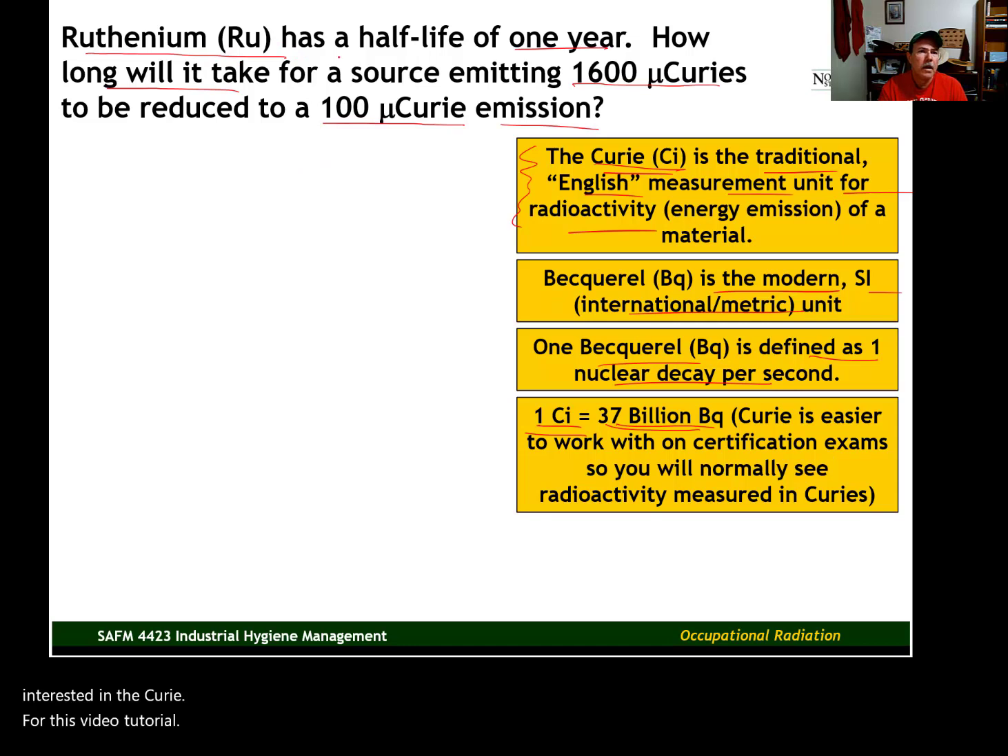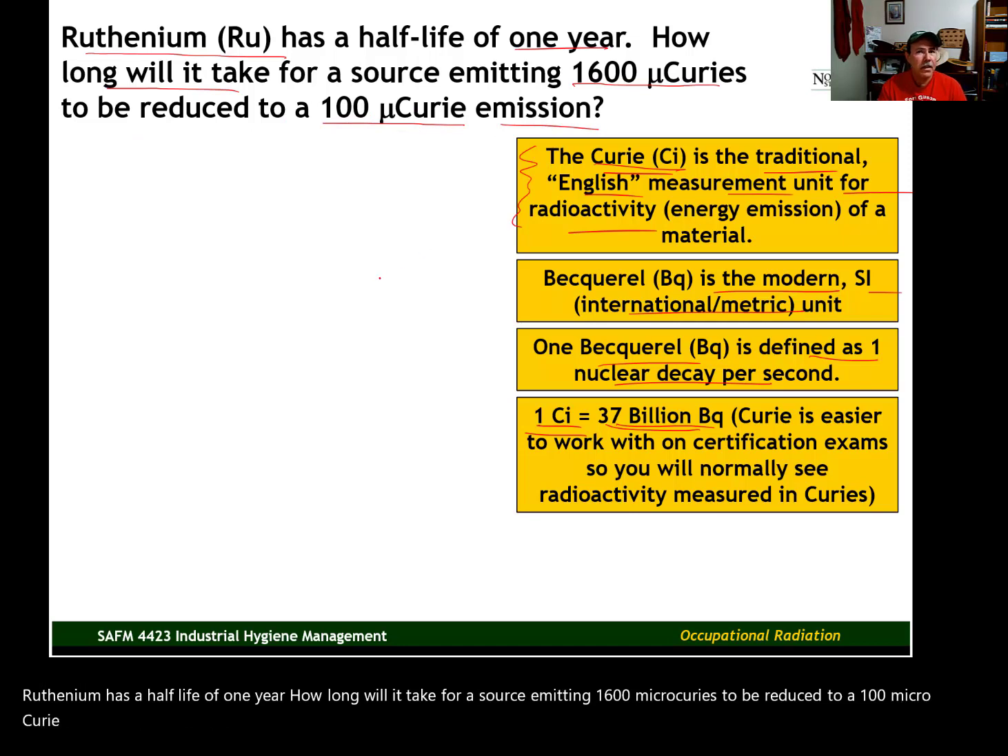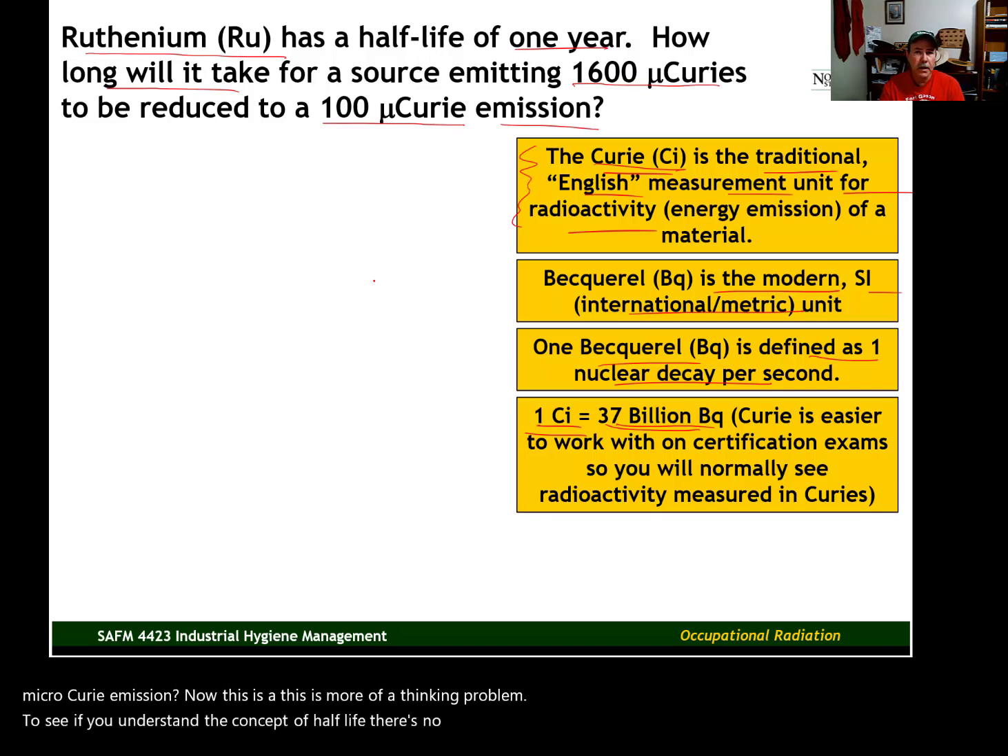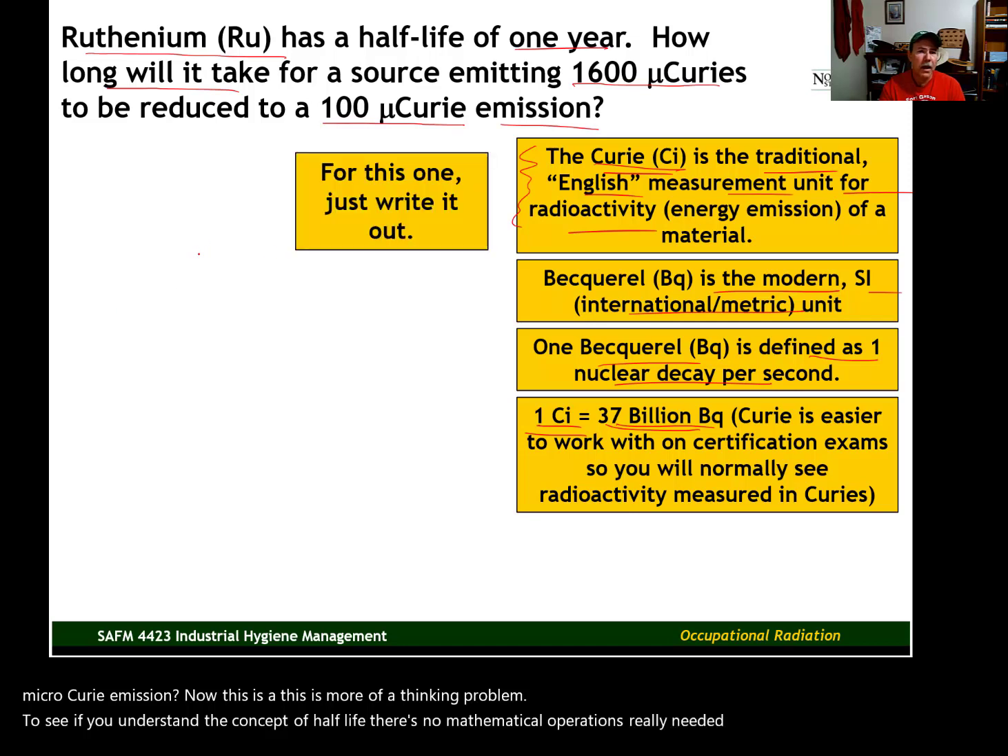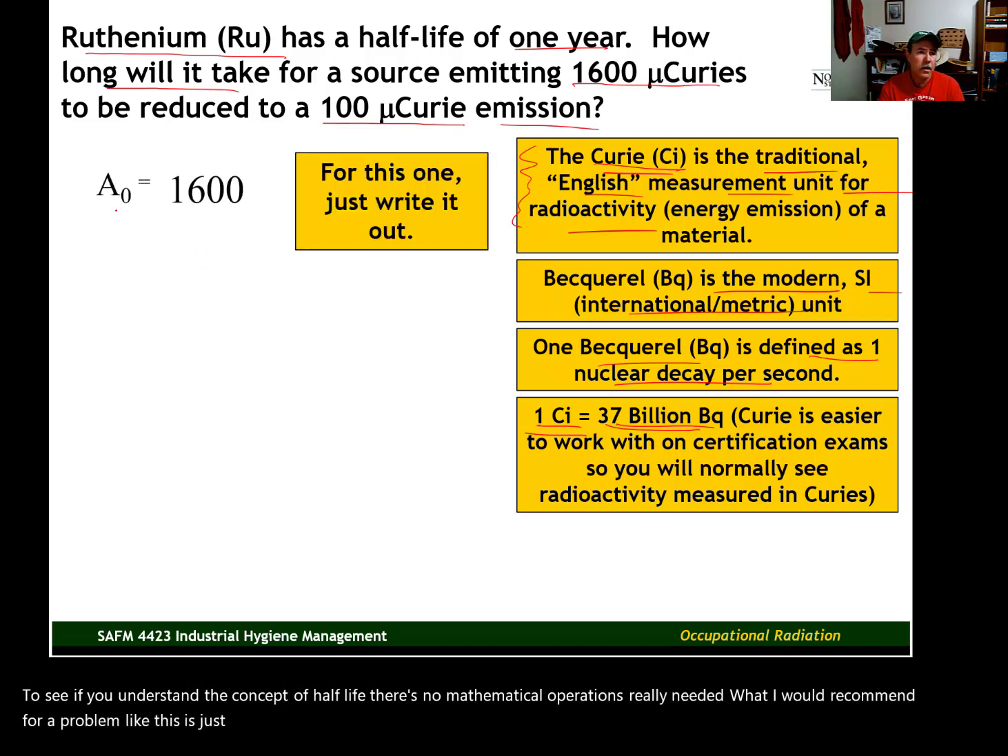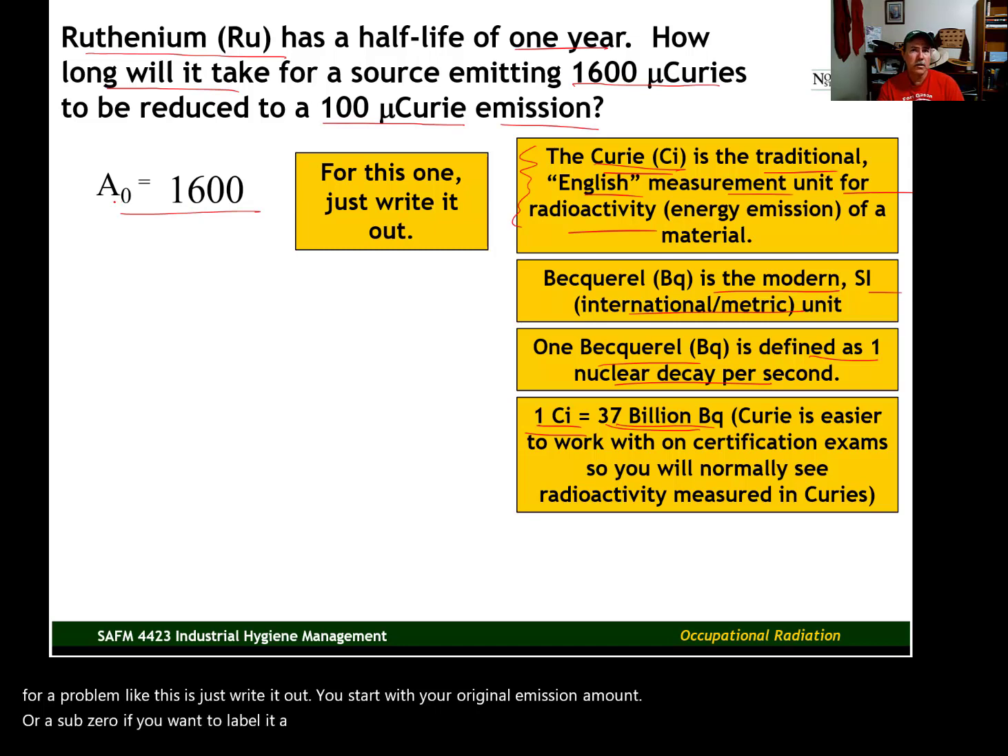Back to our problem. Ruthenium has a half-life of 1 year. How long will it take for a source emitting 1600 microcuries to be reduced to a 100 microcurie emission? Now this is more of a thinking problem to see if you understand the concept of half-life. There's no mathematical operations really needed. What I would recommend for a problem like this is just write it out. You start with your original emission amount, or A sub 0 if you want to label it. A sub 0, the original emission from the radioactive material, 1600.